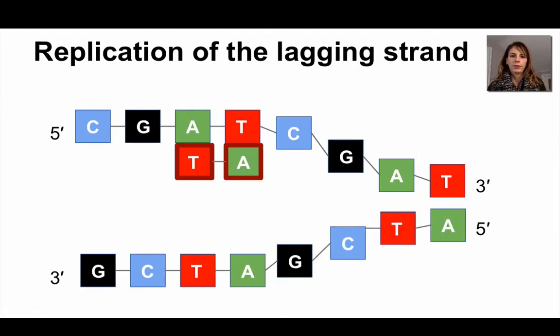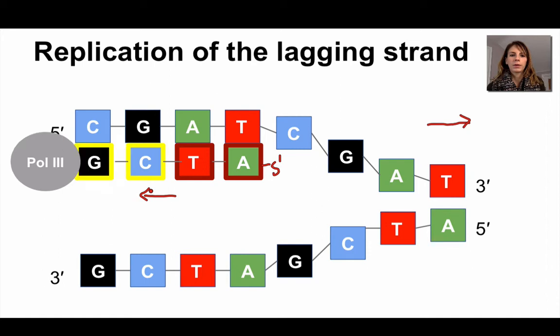Okay, on the lagging strand, things are a little bit more complicated because our 5' end is here. The fork is moving in this direction, but replication with polymerase has to proceed in this direction. So what's going to happen is polymerase is going to come along and add DNA nucleotides to the 3' end of this primer, but it has to keep up with the replication fork.